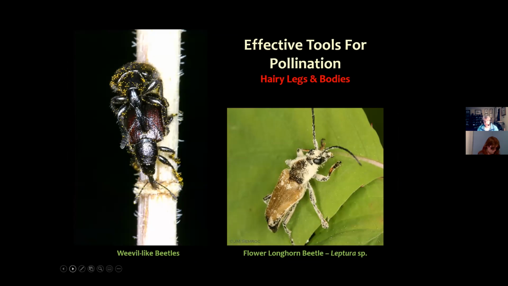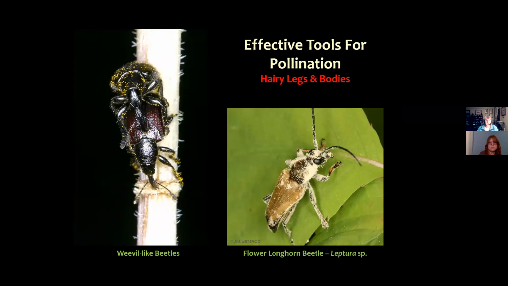You can find a lot of different insects that are working plants pretty hard. The flower longhorn beetles are a whole group of beetles that spend most of their time on the flowers. And you can see all the pollen that is being captured by the hairs and all the features of the body. These little guys over here, these weevil-like beetles, there are weevils, and then there are true weevils, and then there are beetles that look like weevils.